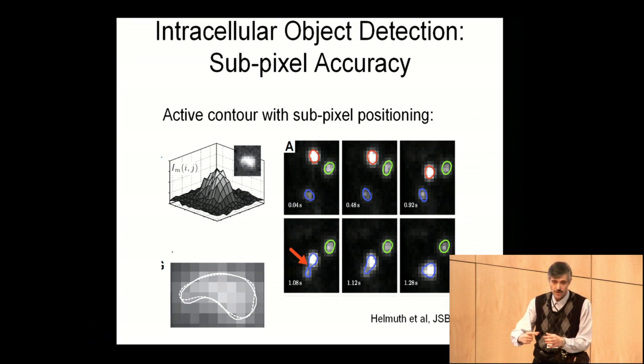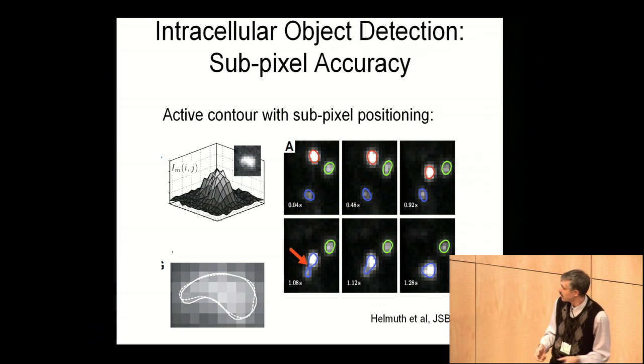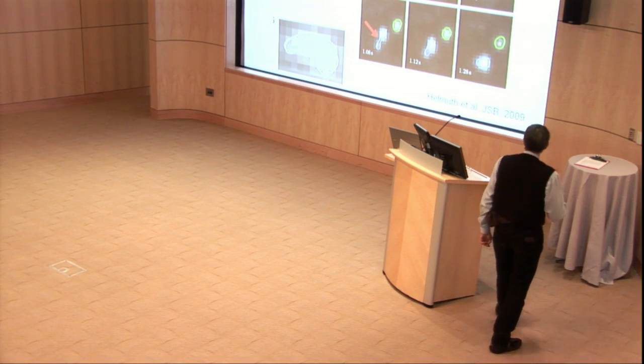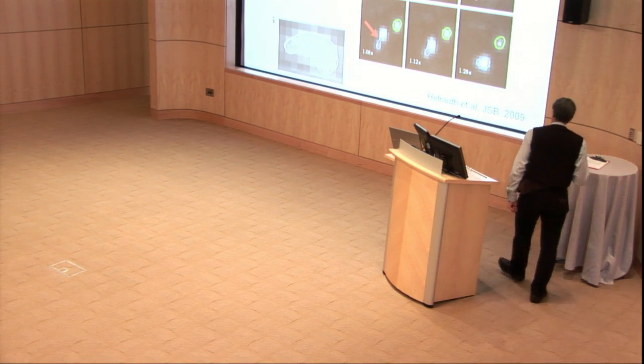So in the minimum of energy, the forces from the image are fully balanced by forces of the contour. This is called active contour, or snake. In this particular case, the approach was applied to subpixel resolution by interpolation of images in between pixels to generate the force from the image in between pixels.